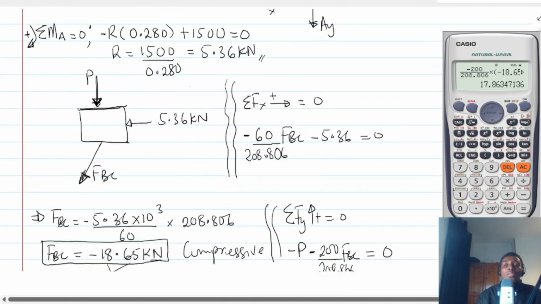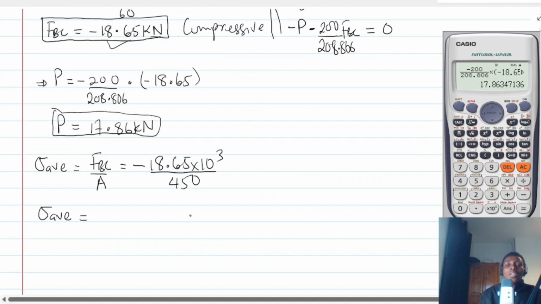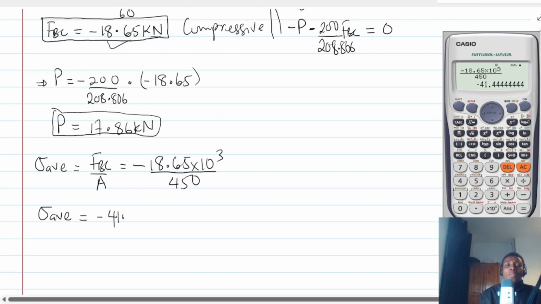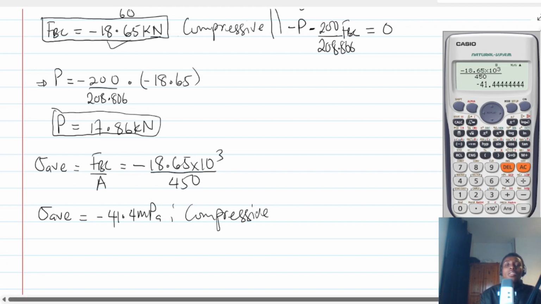So yeah, so that is it. Therefore the average stress is going to be minus 18.65 times 10 raised to the power 3 divided by 450, and then I'll get minus 41.4 megapascal, and this is actually a compressive stress.